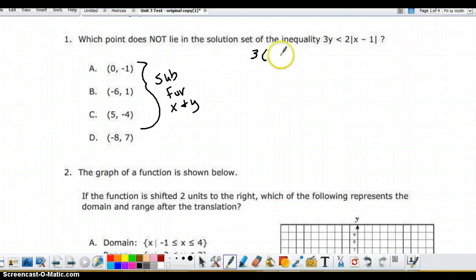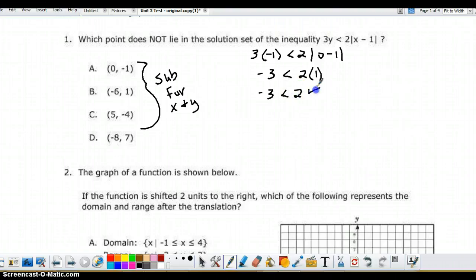So if we're looking at A, 3 times negative 1, because that's my y, 2 times the absolute value of 0 minus 1. So that's negative 3. This is 2. 0 minus 1 is negative 1. Absolute value of that is 1. Negative 3 is less than 2. Checks out. So you would continue.